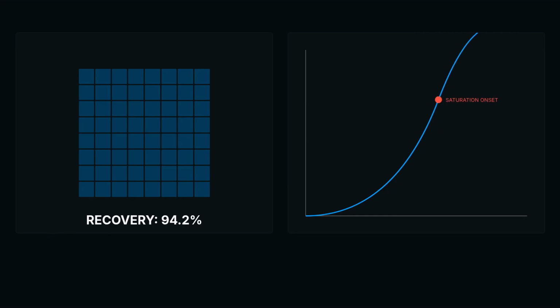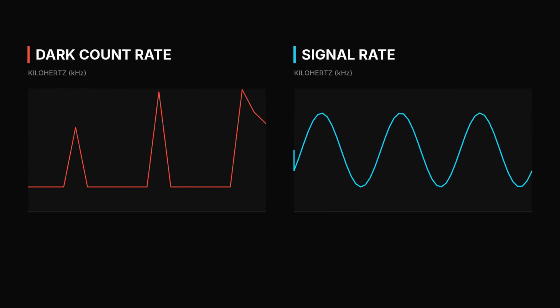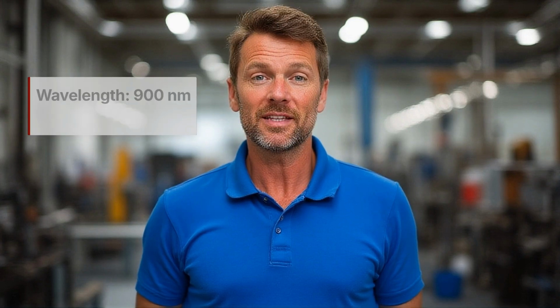Saturation probability percentage accounts for pixel recovery effects. Saturation overvoltage in volts marks the saturation onset point. Dark count rate in kilohertz represents thermal noise events. Signal rate in kilohertz is your expected photon arrival rate. Wavelength in nanometers specifies your operating spectrum.